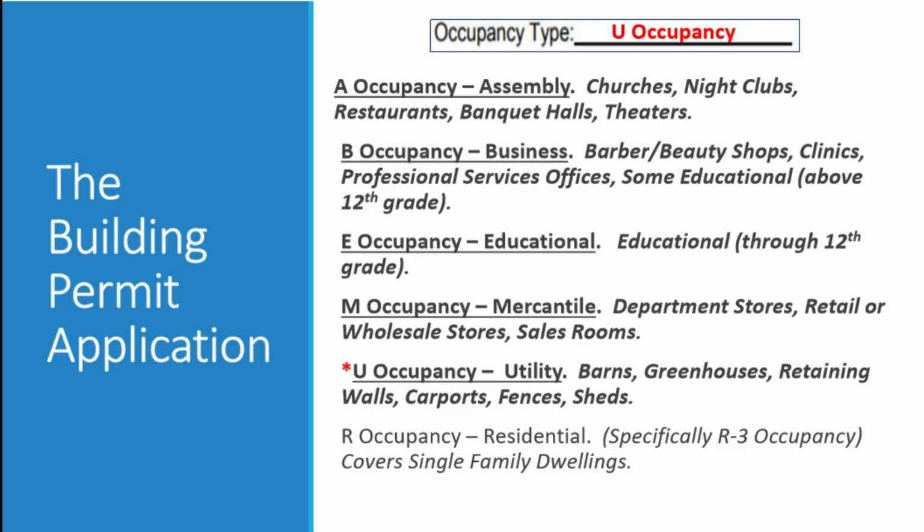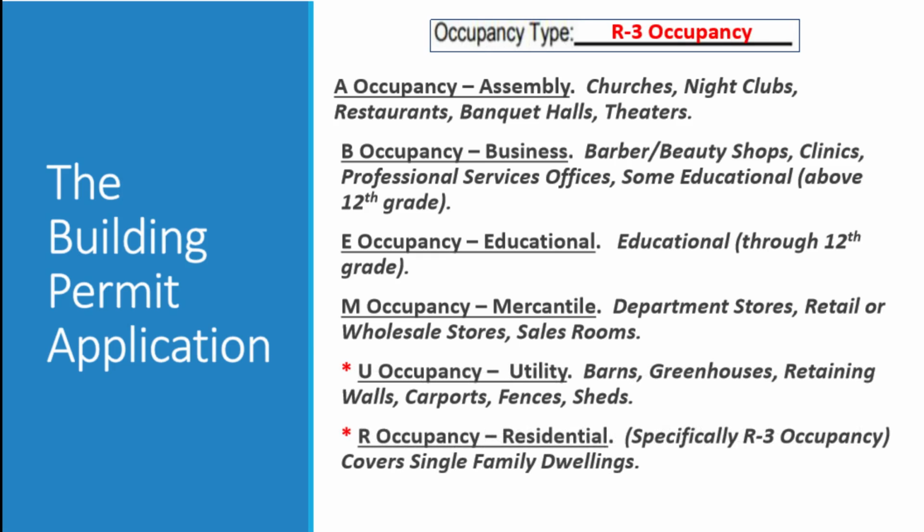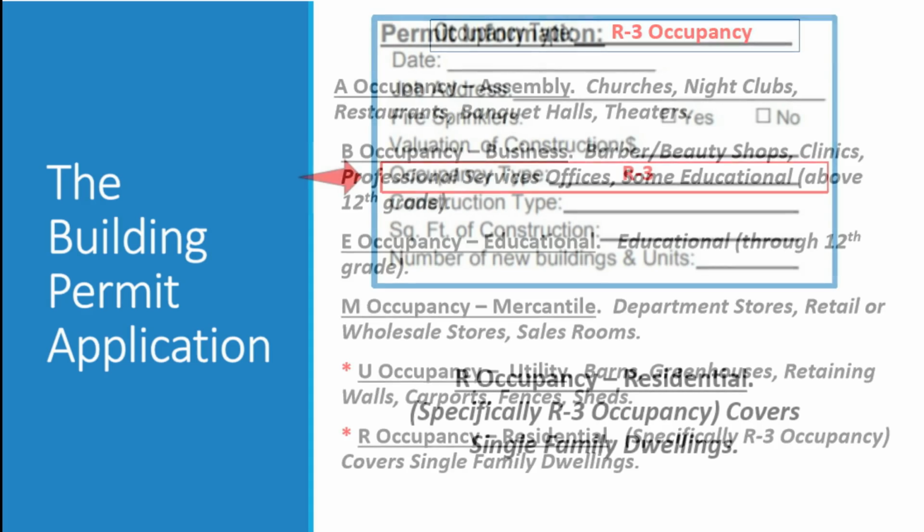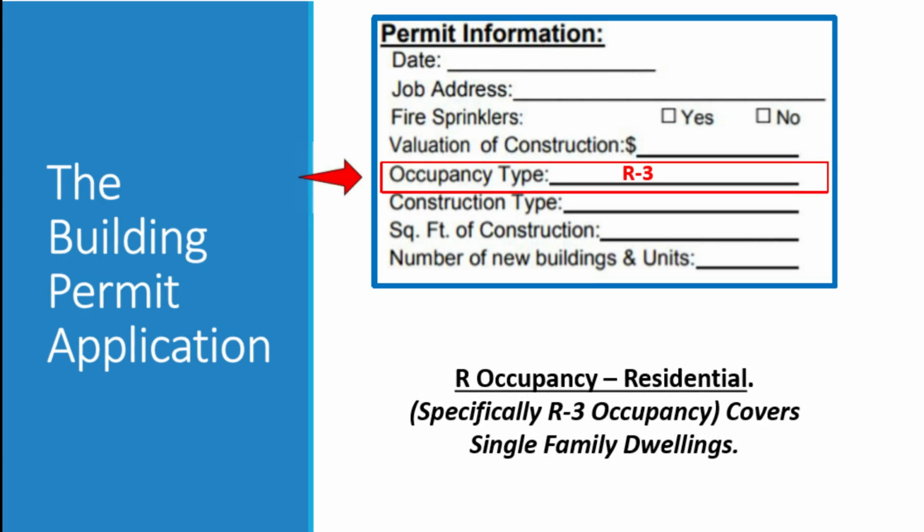This last example is by far one of the most common occupancy types submitted to building departments. R occupancies. Specifically, single-family dwellings, your typical house, fall in this category. Notice there is a 3 next to the R. The reason for this is that there are other cascading sub-occupancy types under every occupancy. Again, I am simply going over the most common occupancy types submitted for building permits.